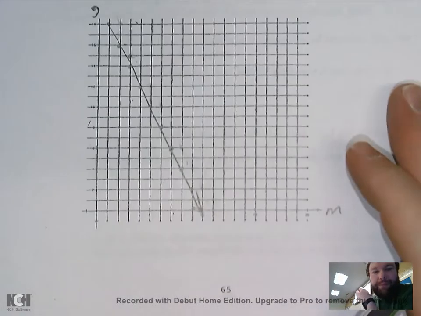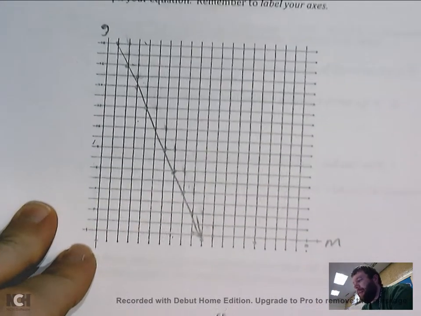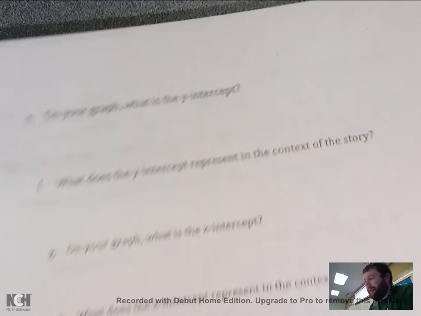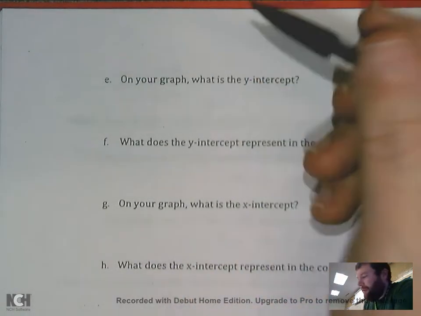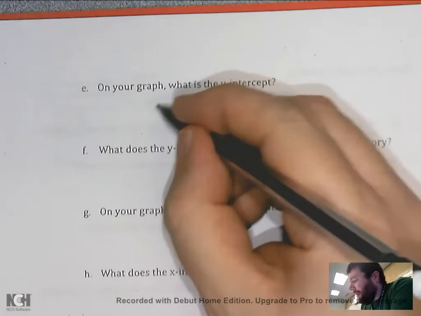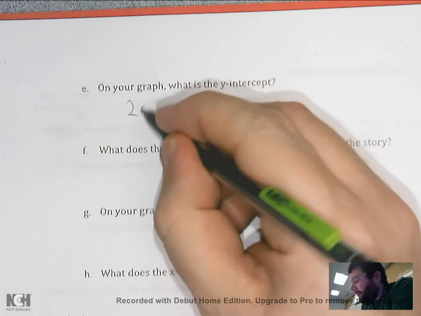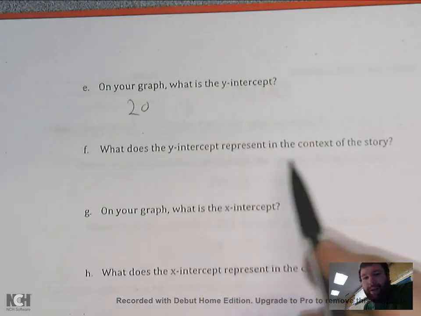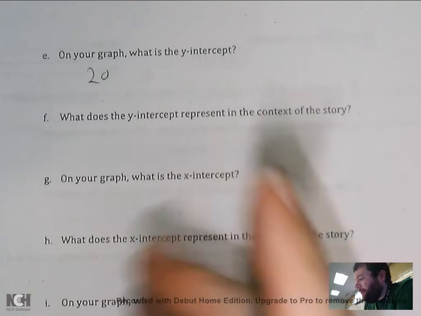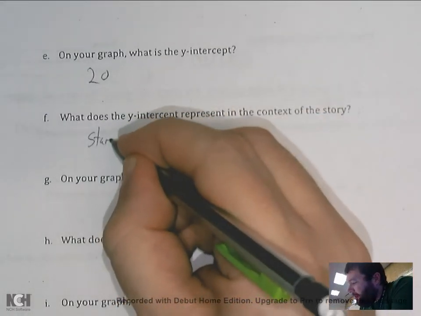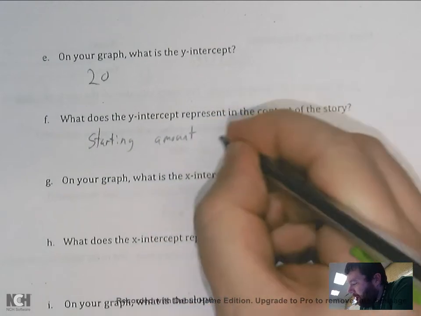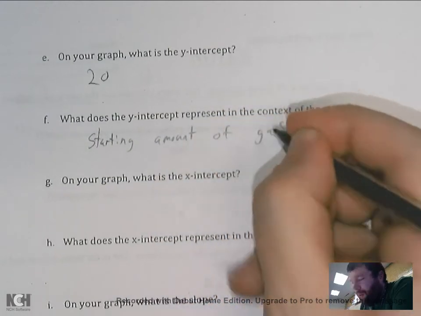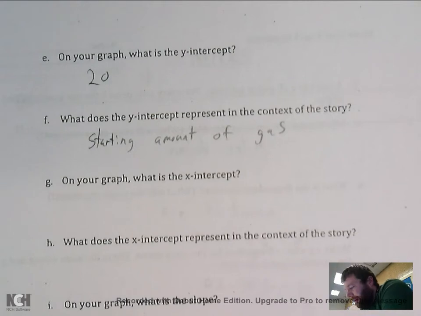Okay. That's what it's asking me to do. So then let's answer some questions about that graph. On my graph, what is the y-intercept? It's at 20, right? That's the full tank of gas. So 20. What does the y-intercept represent in the context of the story? That's the starting amount of gas, or the full gas tank, however you wanted to write that.